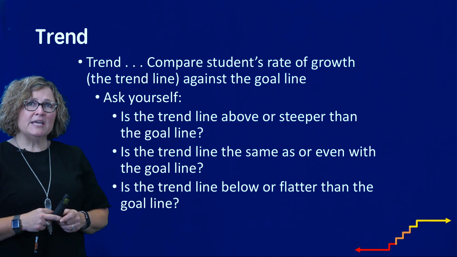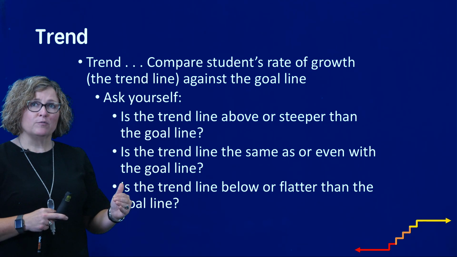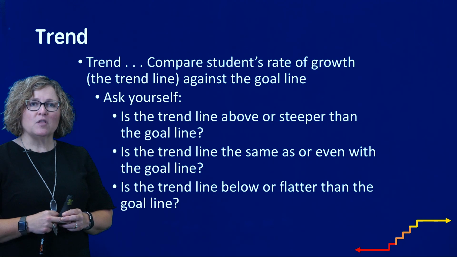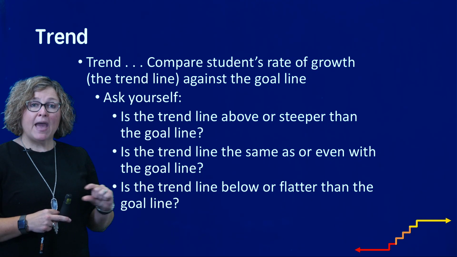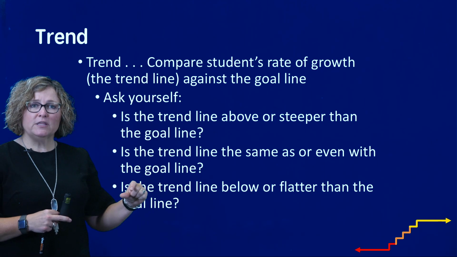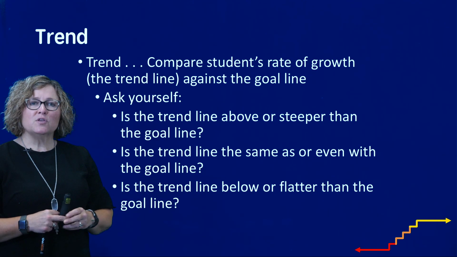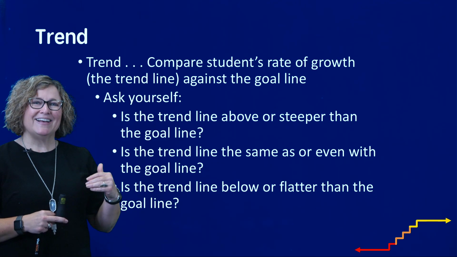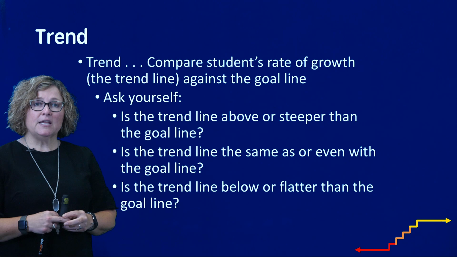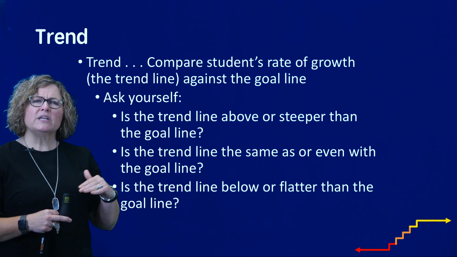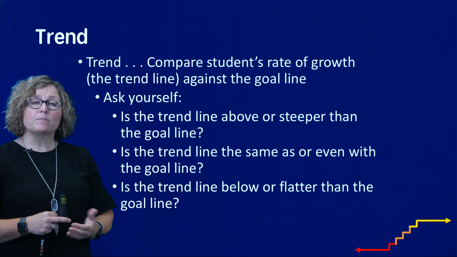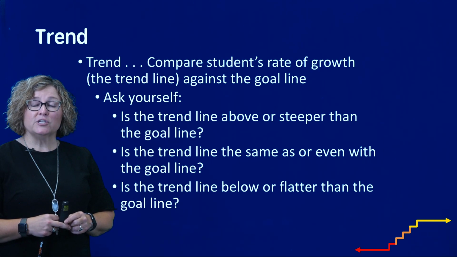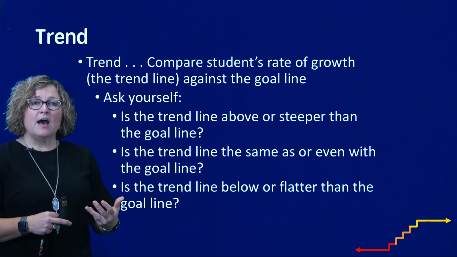So the first step is to compare the student's current rate of growth against the goal line. You'll have individual data points that you've collected, but we're going to actually map a trend line or insert a trend line into that data so that we sort of even out those data points. Sometimes when we collect progress monitoring data, there are highs or lows in the data, some variability. So we want to even out or stabilize that data, and a trend line is a great way to do that.